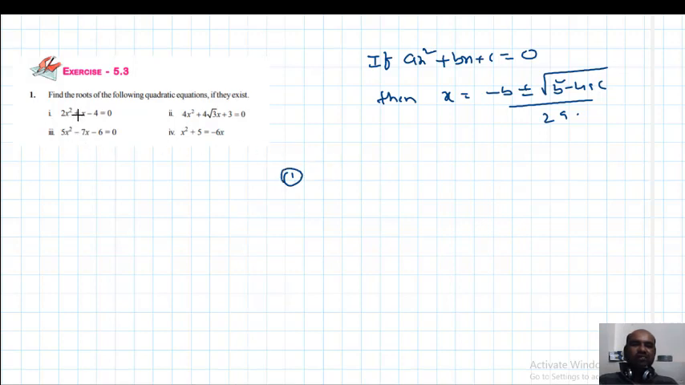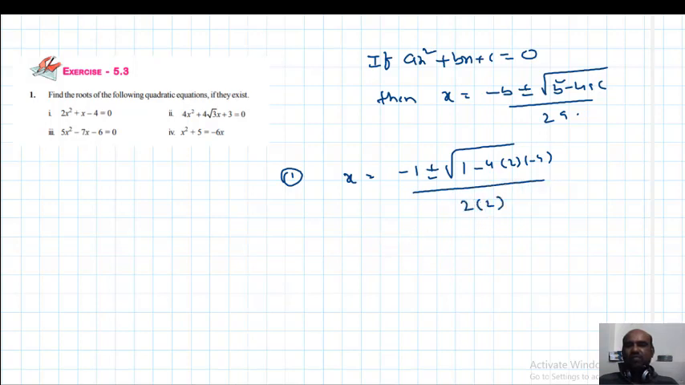First here, a is 2, b is 1, c is minus 4. x equals minus 1 plus or minus root over 1 square minus 4 into a means 2, c means minus 4, by 2 into a means 2. That is equal to minus 1 plus or minus root over, this is 4 2s are 8, 32, 33. Plus 33 by 4. Observe, 4 4s are 16, 16 2s are 32 plus 1 is 33.